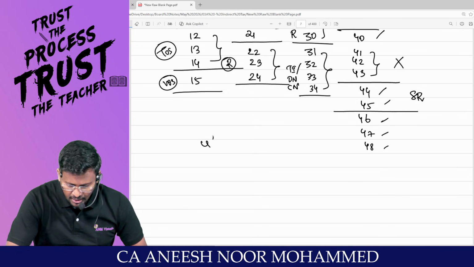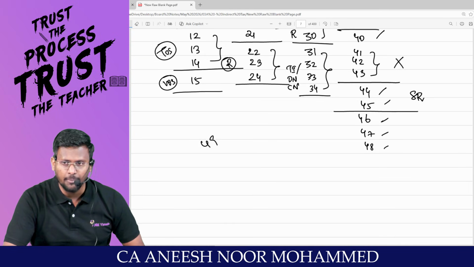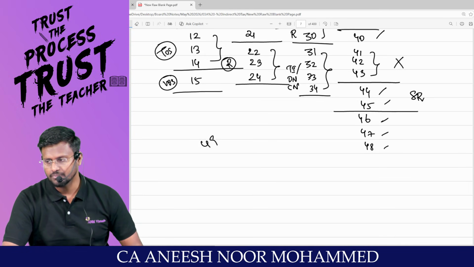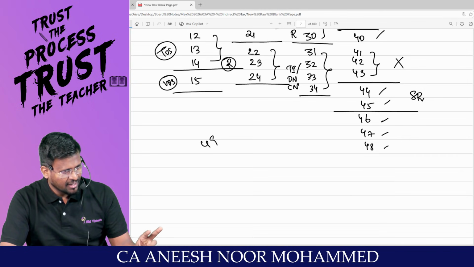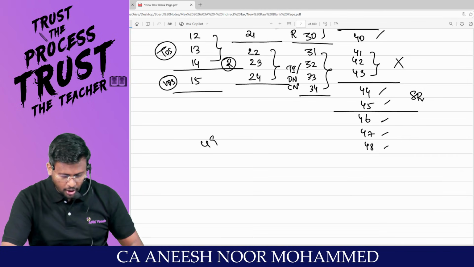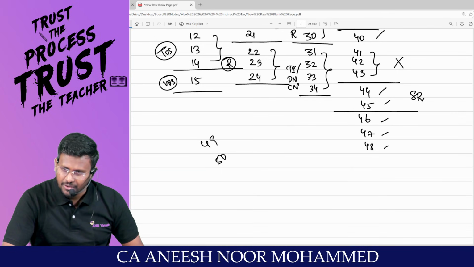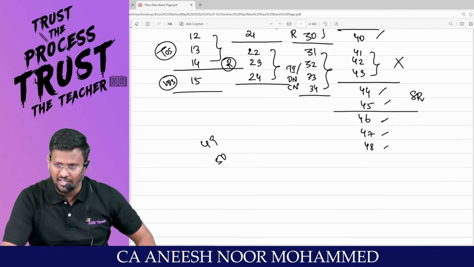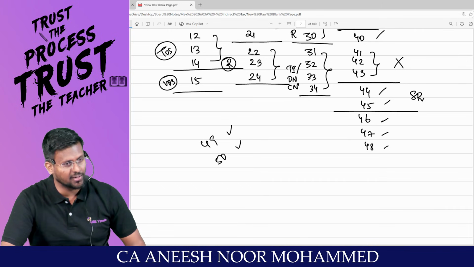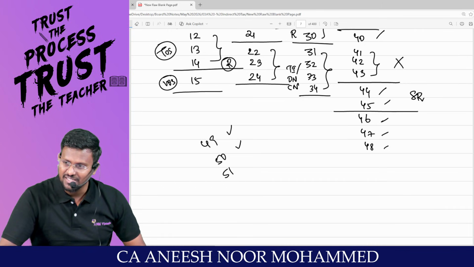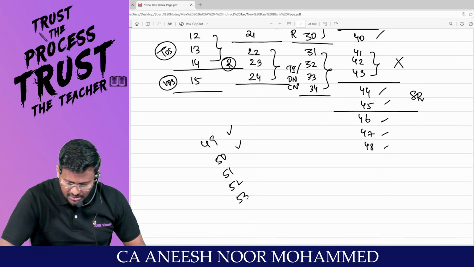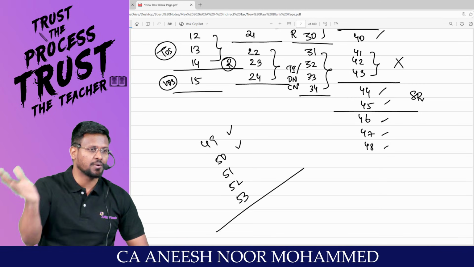At the time of filing return, you are liable to pay TIPS. What is TIPS? Tax, interest, penalty. In order to hit a century, first you have to hit a 50. Then only the interest will come to hit a century. Section 50 is the interest. Are you all really with me? Section 51 is TDS, 52 is TCS and 53 is transfer of ITC.